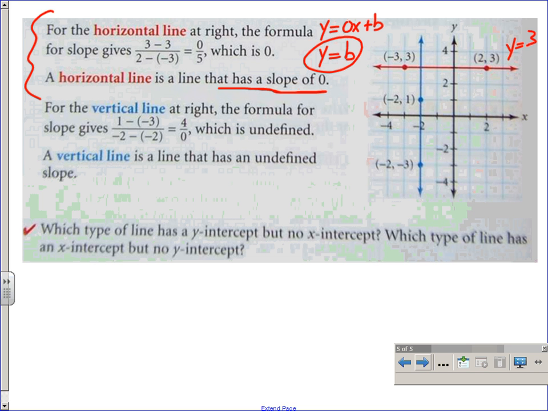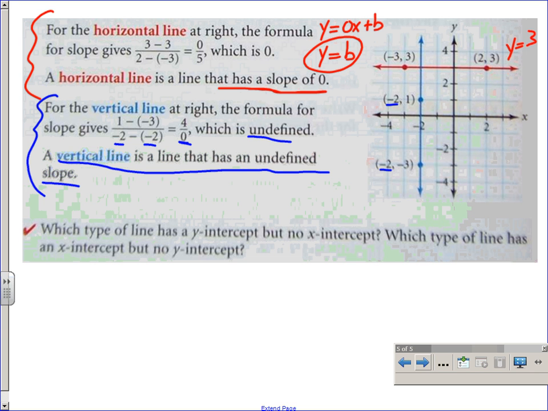For vertical lines, again, you may want to hit pause and copy this stuff down. The big thing here is vertical lines have undefined slope. For vertical lines, you have the exact same x-coordinate. So when you do your slope formula, -2 minus -2 gives you 0. You cannot divide by 0. It doesn't exist. It's undefined.